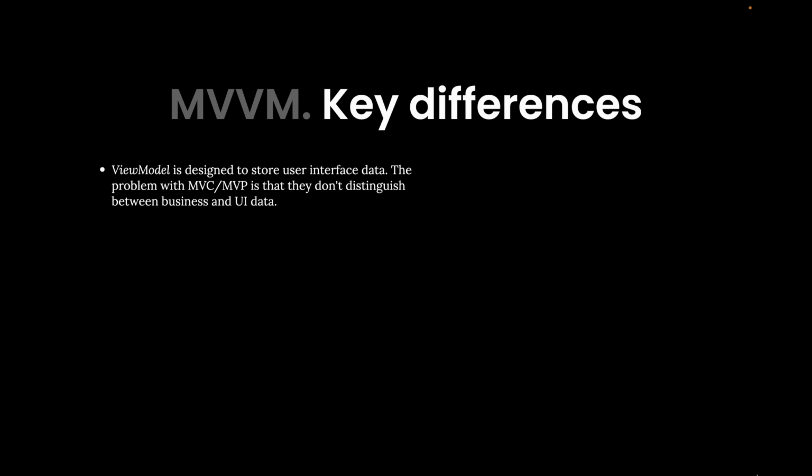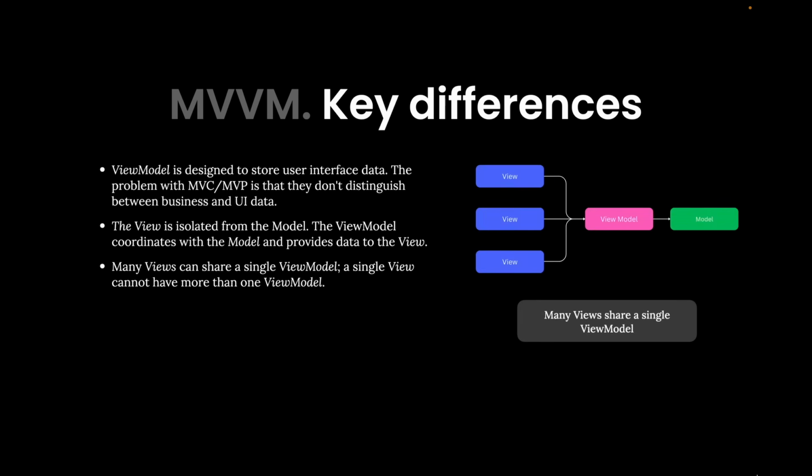Let's look again at the key differences between MVVM and previous patterns. View model is designed to store user interface data. The problem with MVC and MVP is that they don't distinguish between business and UI data. The view is isolated from the model. Many views can share a single view model. A single view cannot have more than one view model.